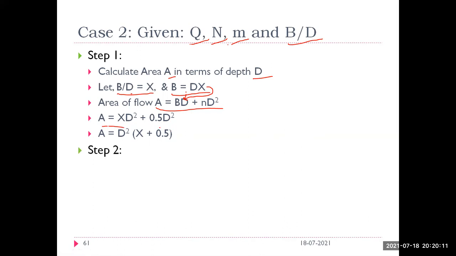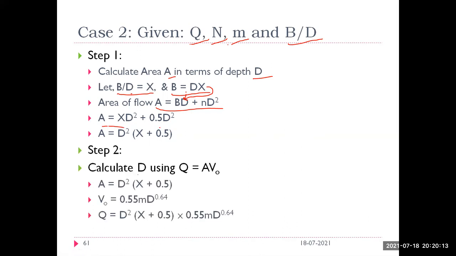So that is step number 1. Step number 2 is you have to calculate the depth using the discharge equation. Q is equal to area into velocity. Here they have given the discharge.